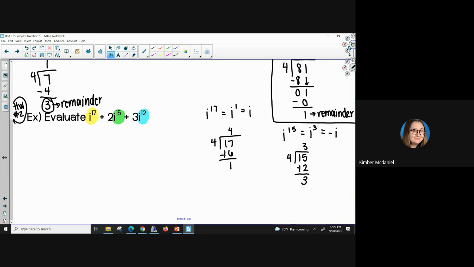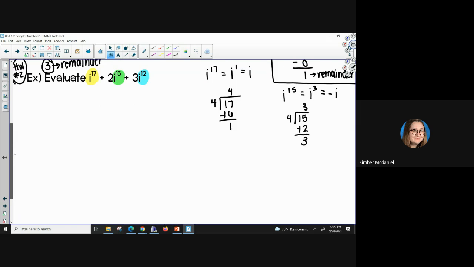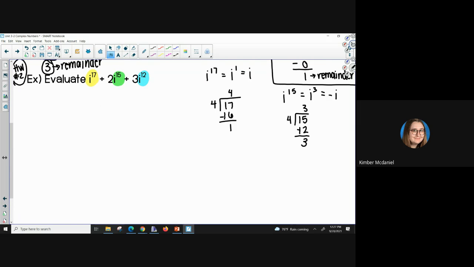Let me scroll down possibly. There we go. So we're going to do the same thing with i to the 12th. 4 goes into 12 how many times? 3 times. 3 times 4 is 12, which gives us a remainder of 0. So i to the 12th equals i to the 0 power.